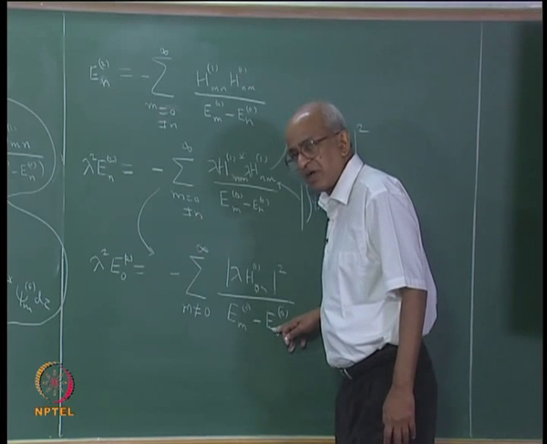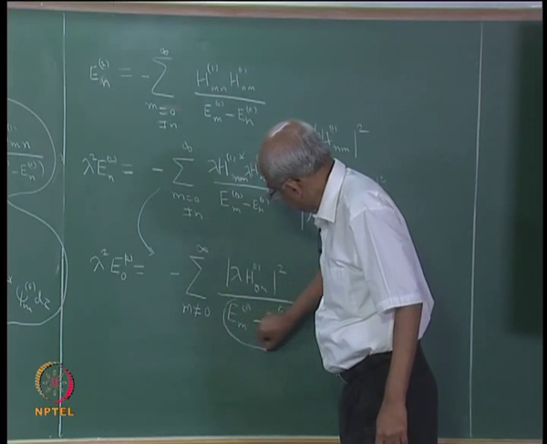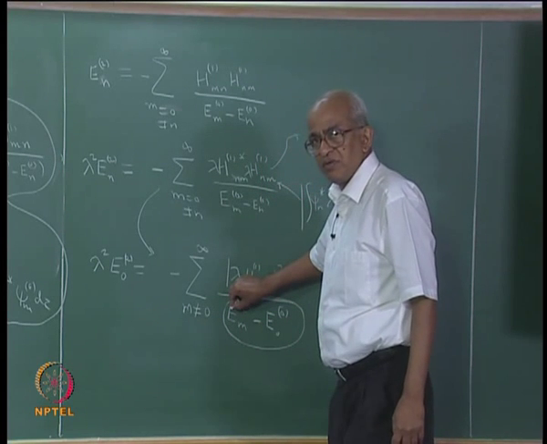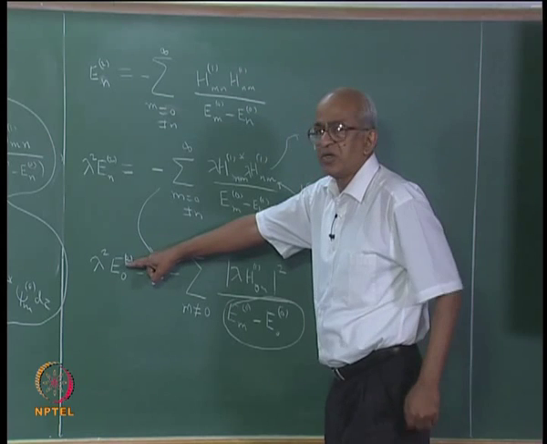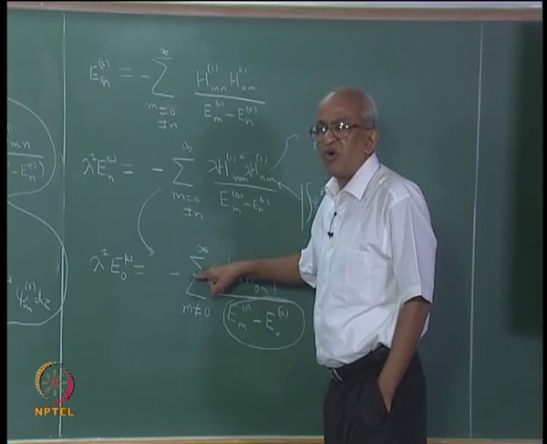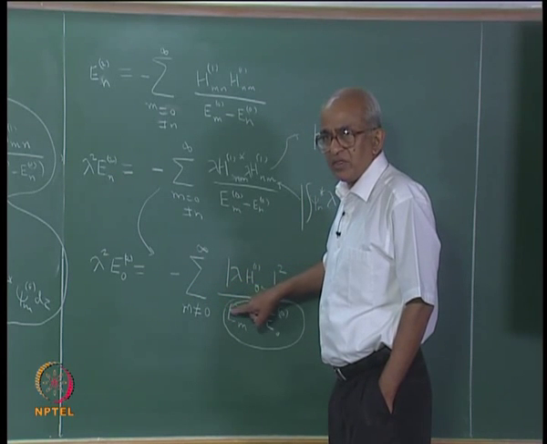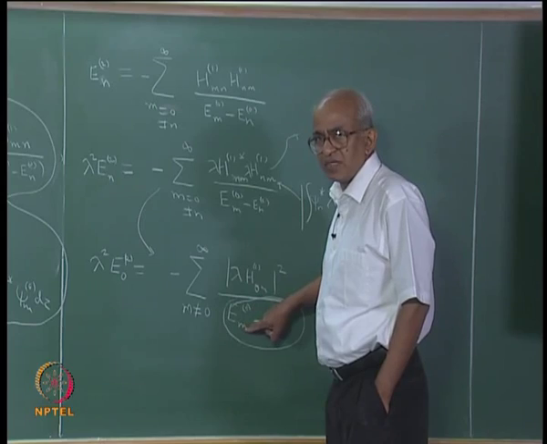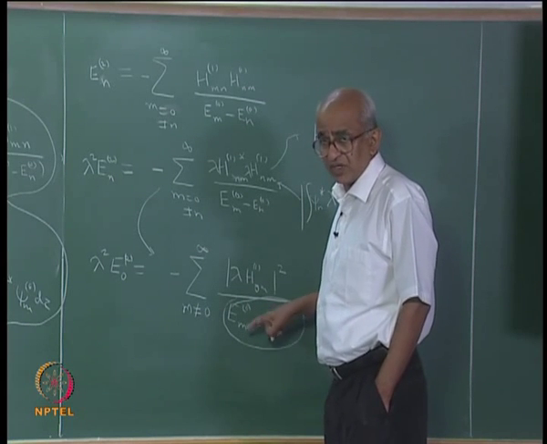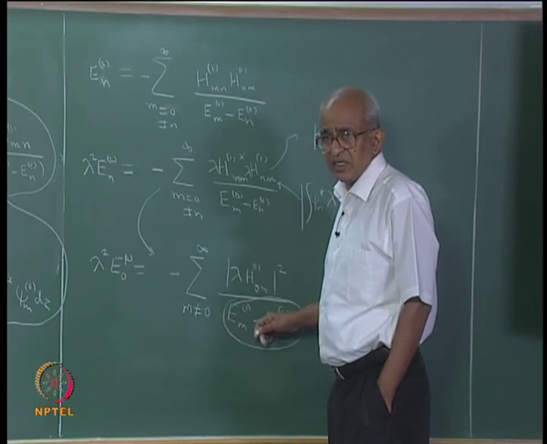Em0 minus E00 is the energy difference from the ground state, any other energy is greater than that, and therefore this also is positive. And therefore what has happened to the second order correction to the energy? It is always negative. That is what this expression tells you. If you are thinking of the ground state, the second order correction to the energy is always negative.